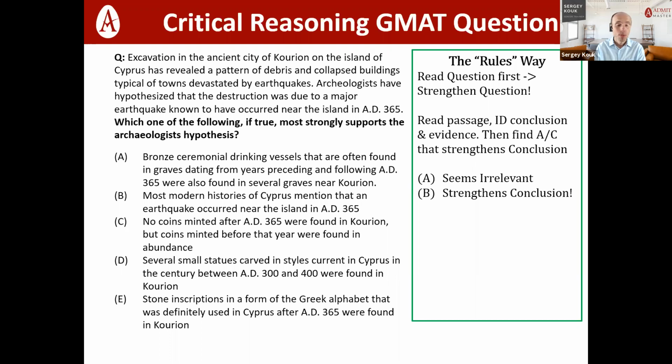Coins, again, not sure how it's related. Statues and stone inscriptions. So now we have a system. Now we know that we actually can go through the process and we know exactly what to look for. And we pick B very confidently. We can do this in 2 minutes.